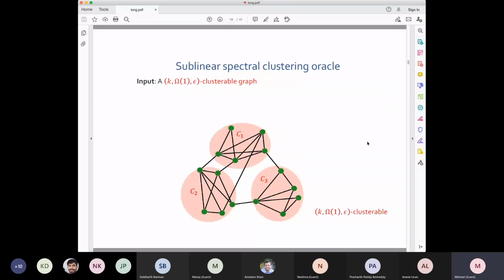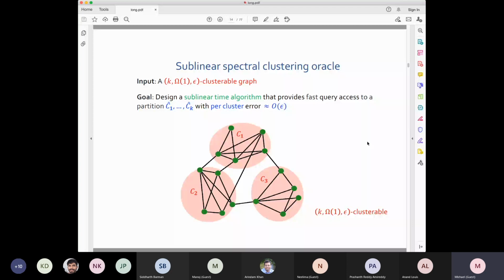Okay, great. So this is really the question that we would like to ask in this talk. Suppose that our input is a k, omega 1, epsilon clusterable graph. That is, it's a graph that can be partitioned into k roughly similar size pieces, each of which is a good expander, and each of which has outer conductance bounded by epsilon. So the boundary has sparsity at most epsilon. Great. So here's the example on the slide again. And what we want is to design a data structure that provides fast query access to this partition into C1, C2, C3.